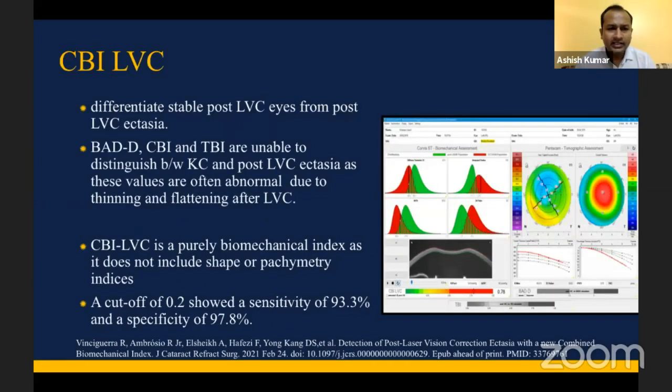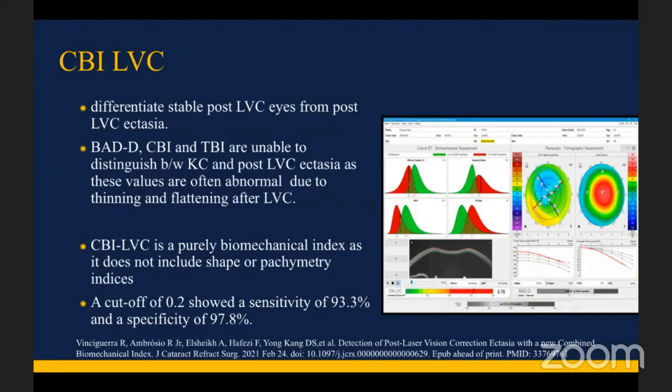CBI LVC is another new index which has been added, and it helps differentiate stable post laser vision correction eyes from post laser vision correction ectasia. So basically, till now, in all patients who have undergone LASIK or any refractive procedures, we were trying to see BAD-D, CBI, and TBI when suspecting ectasia. But these indices will always give you abnormal readings because there is flattening and thinning of the corneas in these.